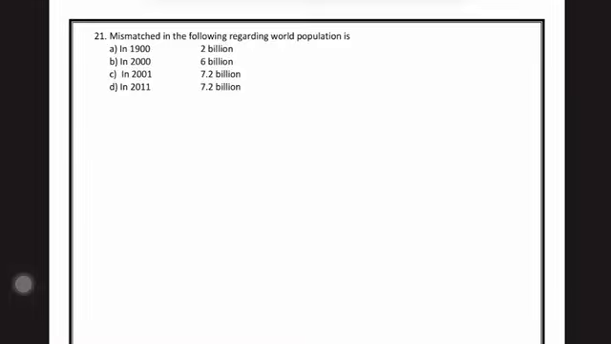Mismatched in the following regarding world population is. So you have to find which is a wrong match. In 1900, the world population was 2 billion is correct. In 2000, it became 6 billion is absolutely correct. In 2001, it became 7.2 billion. This is wrong. It became 7.2 billion in 2011. So answer is option C.